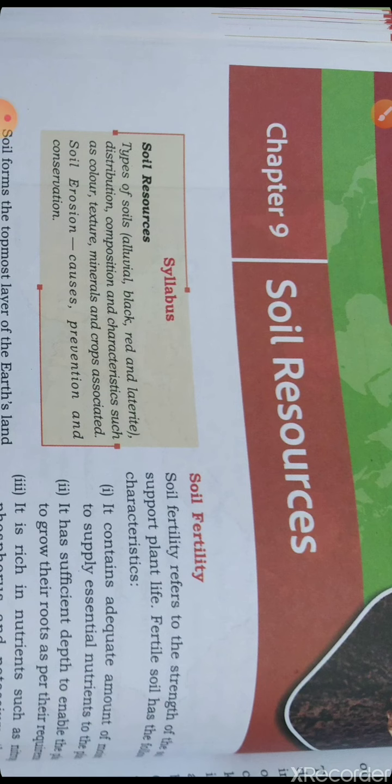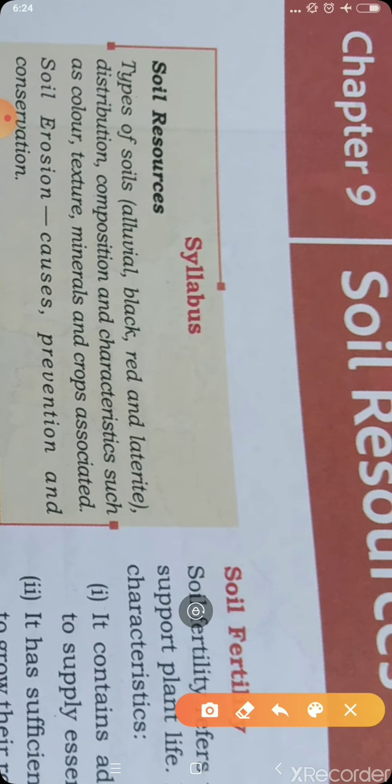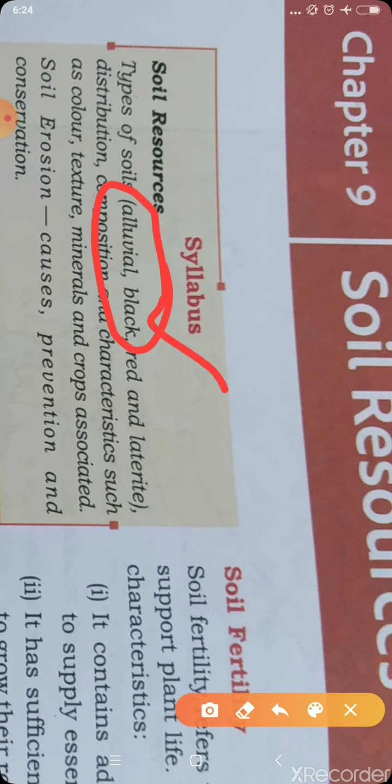We were dealing with chapter 9, soil resources. I have already told you two types of soil, that are alluvial soil and black soil. These two soils I have already explained in my last class. Now we'll take the remaining, that is red soil onwards. So pay attention.